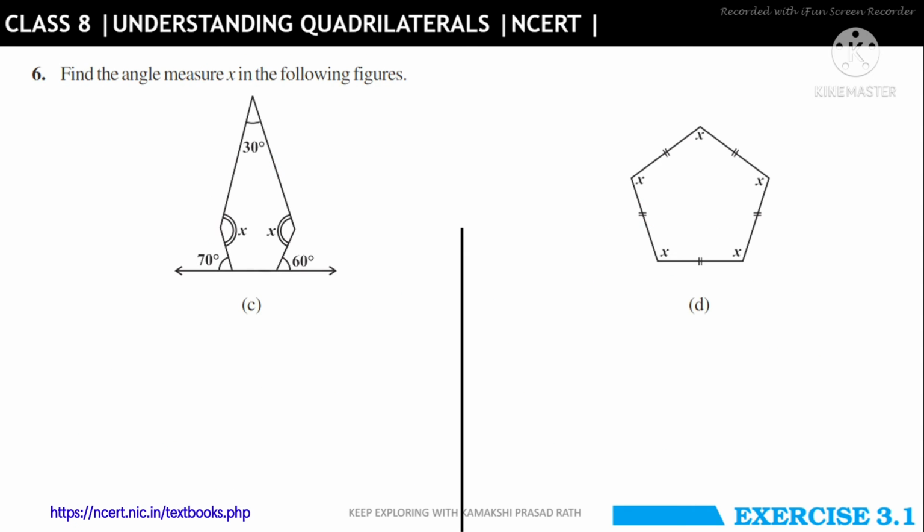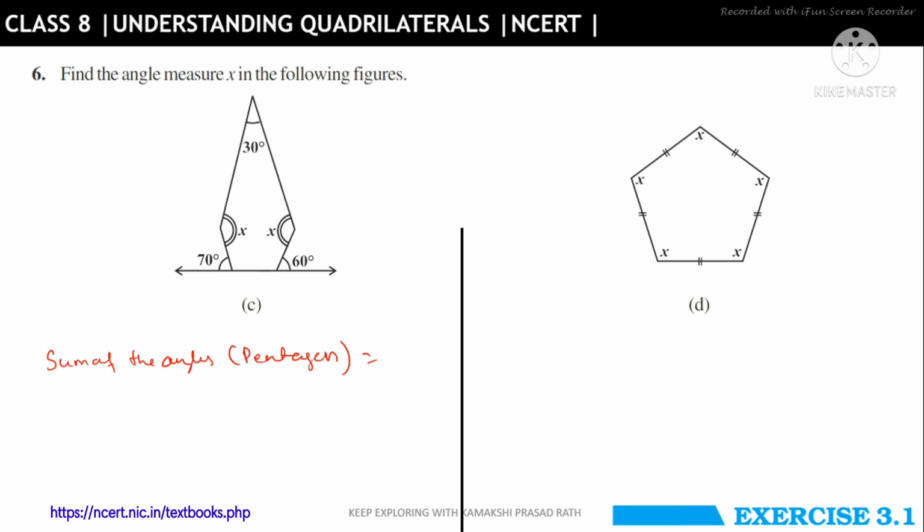Let's see the next one. Now here we can see it is a five-sided one. So 1, 2, 3, 4, 5. So it's a pentagon. So same thing. What is the angle measurement? Sum of the angles in a pentagon. So what is the sum of the angles of a pentagon?